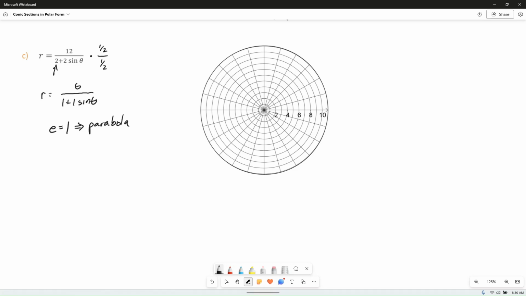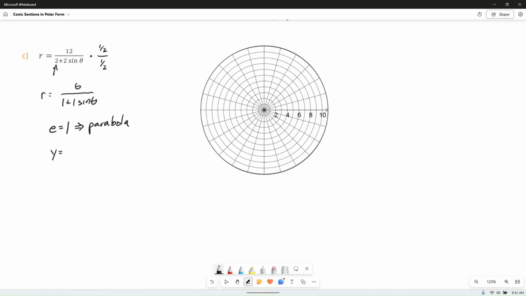We then need to figure out the directrix. So since the equation has a sine in it, I know that this is going to be a vertical parabola. So it's going to open up vertically. It's going to have a vertical axis of symmetry. And so if it's a vertical axis of symmetry, it's going to have a horizontal directrix. And the horizontal lines have the form of y equals. Okay, so I know I have the equation y equals.